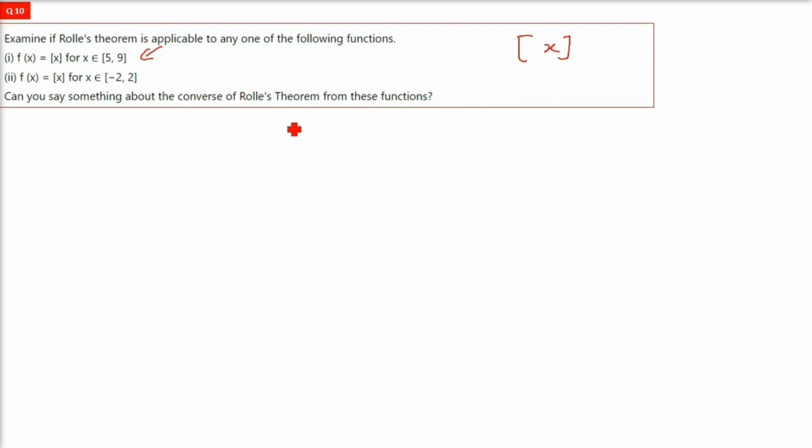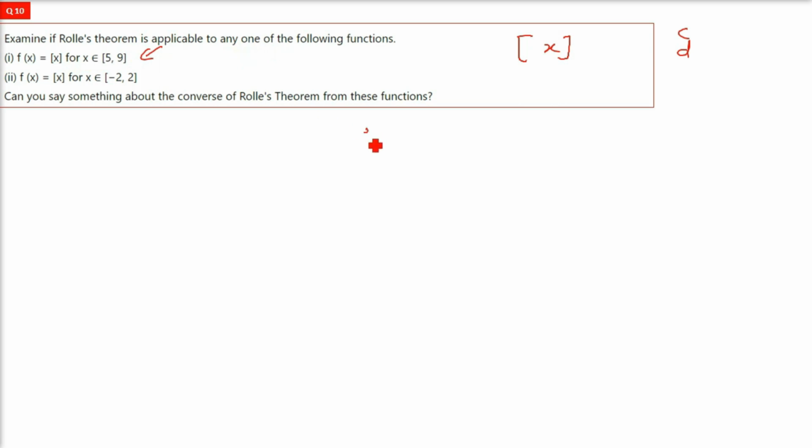Now, very clear, because you know that this is a kind of step function, so it can never be continuous or differentiable. It may be continuous but not differentiable. So for the greatest integer function, continuity and differentiability is the main thing. If you are not able to establish continuity and differentiability, Rolle theorem cannot be applied. That we already know. Let us see.